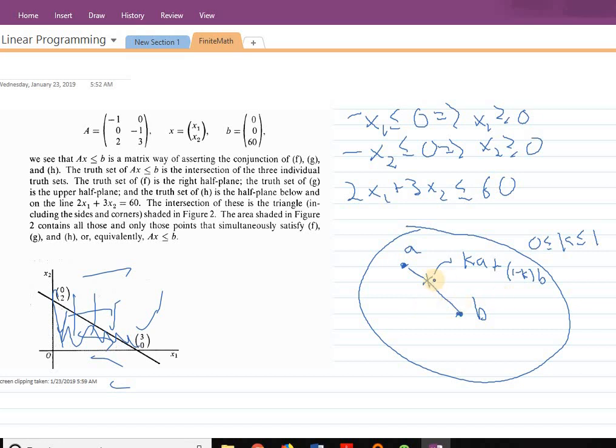So convex means that the line segment joining any two points in the set is still in the set. So an example of a non-convex set would be something like this. I'll just draw it down here. This is non-convex because I can take point A and point B and I can draw the line, and there are points on that line that are not in the set. So I think that's good for our introduction, and that's it.